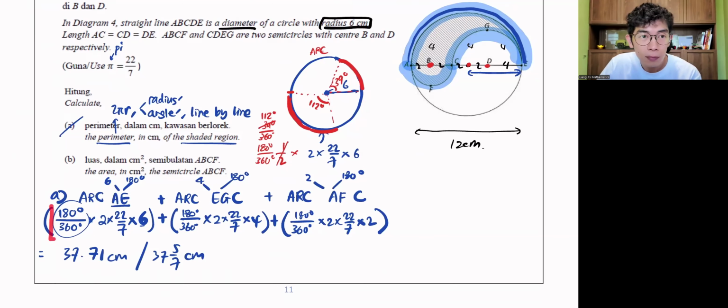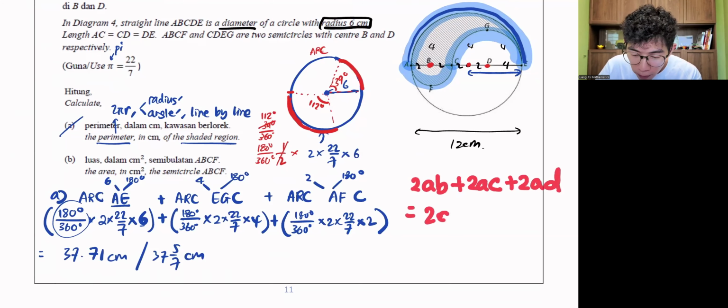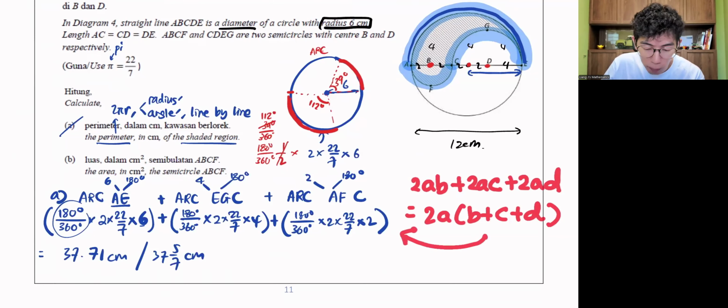Do you know what is factorize? I show you a bit of Form 3 factorize. You look at this: 2ab plus 2ac plus 2ad. Can you tell me which one you can factorize out? Yeah, 2a. And do you notice you have b plus c plus d inside? Okay, see how I do my quick maths.